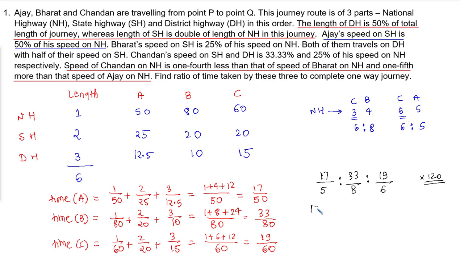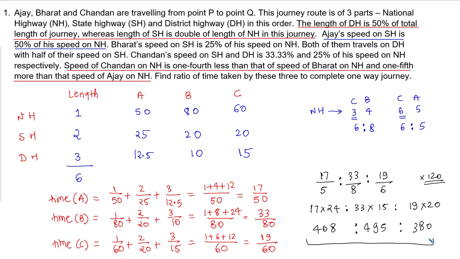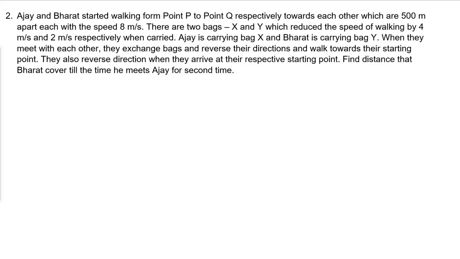So this is going to be 17 into 24. And this is going to be 33 is to 15. And this is going to be 19 into 20. So this is equal to 380, and after that this is 450 and 45, 495. And this is 340 and 60, it is 408. So this is the ratio of time taken by A, B and C to travel from point P to point Q. Let's read this question number 2 carefully, everyone.